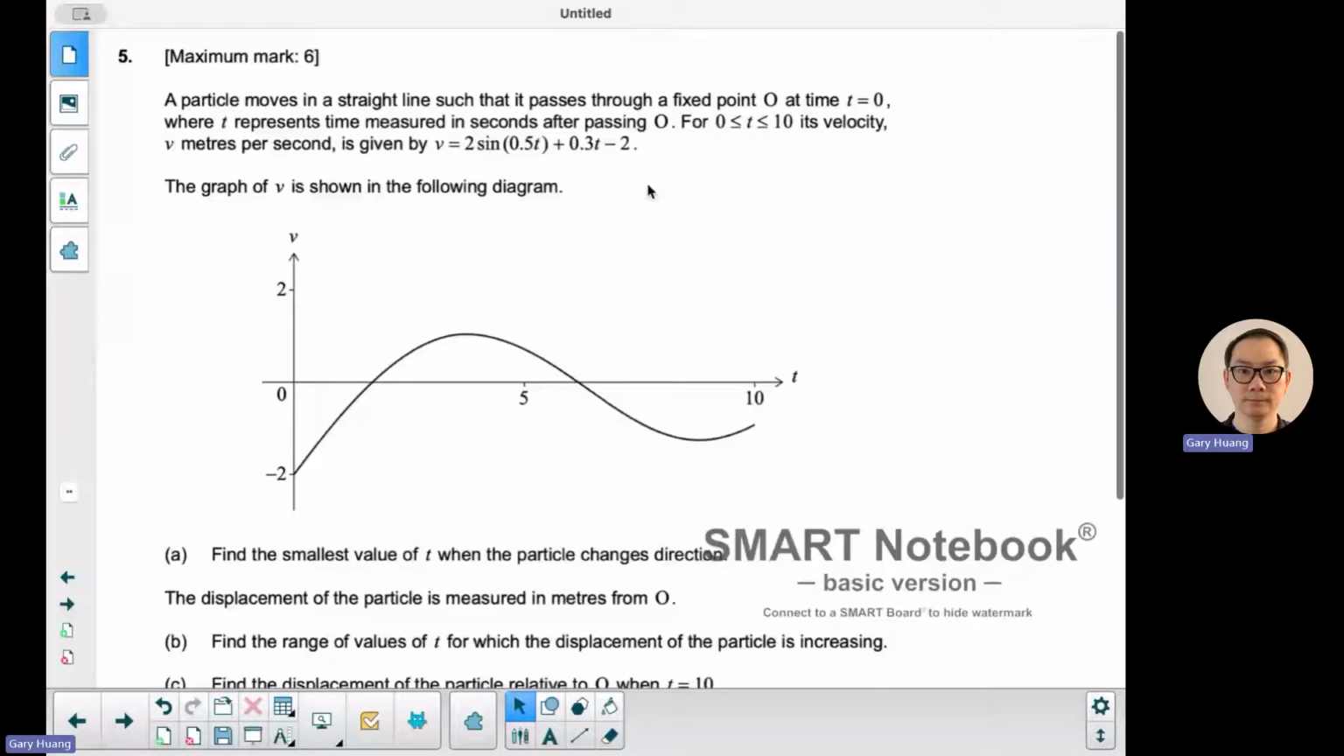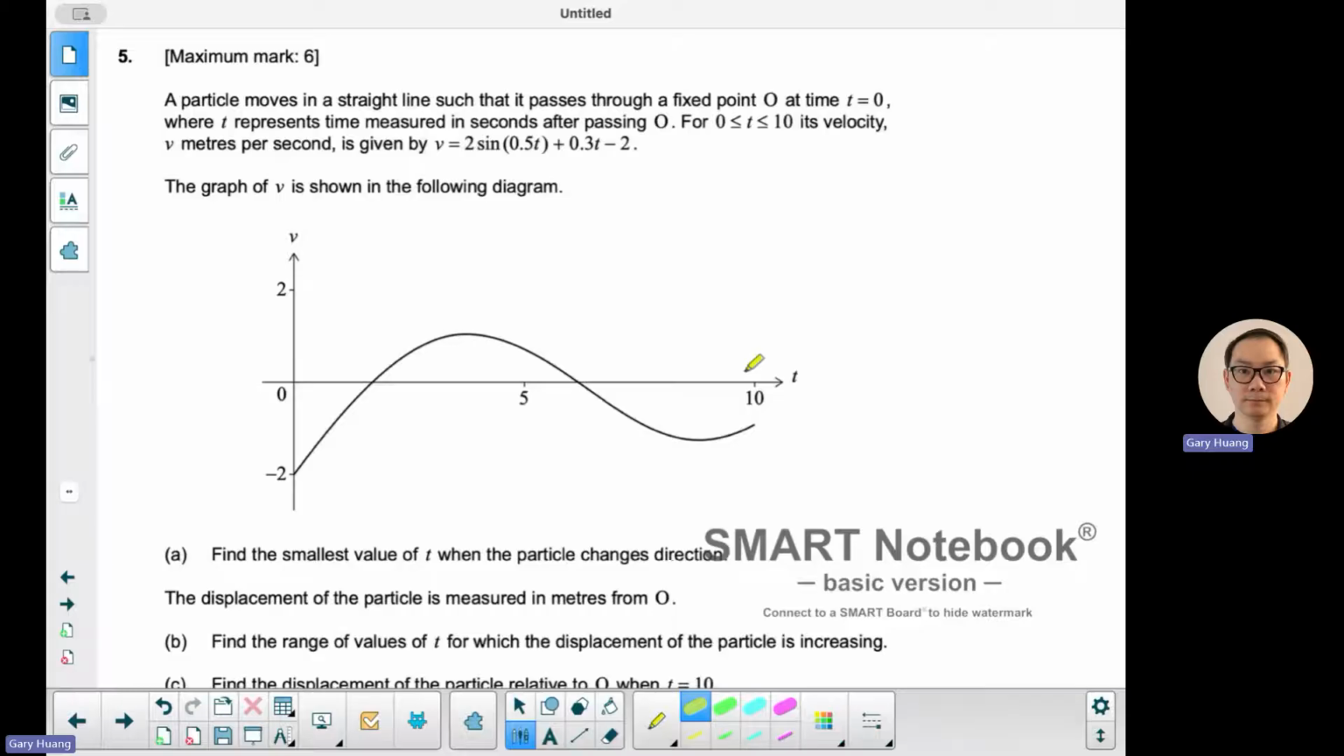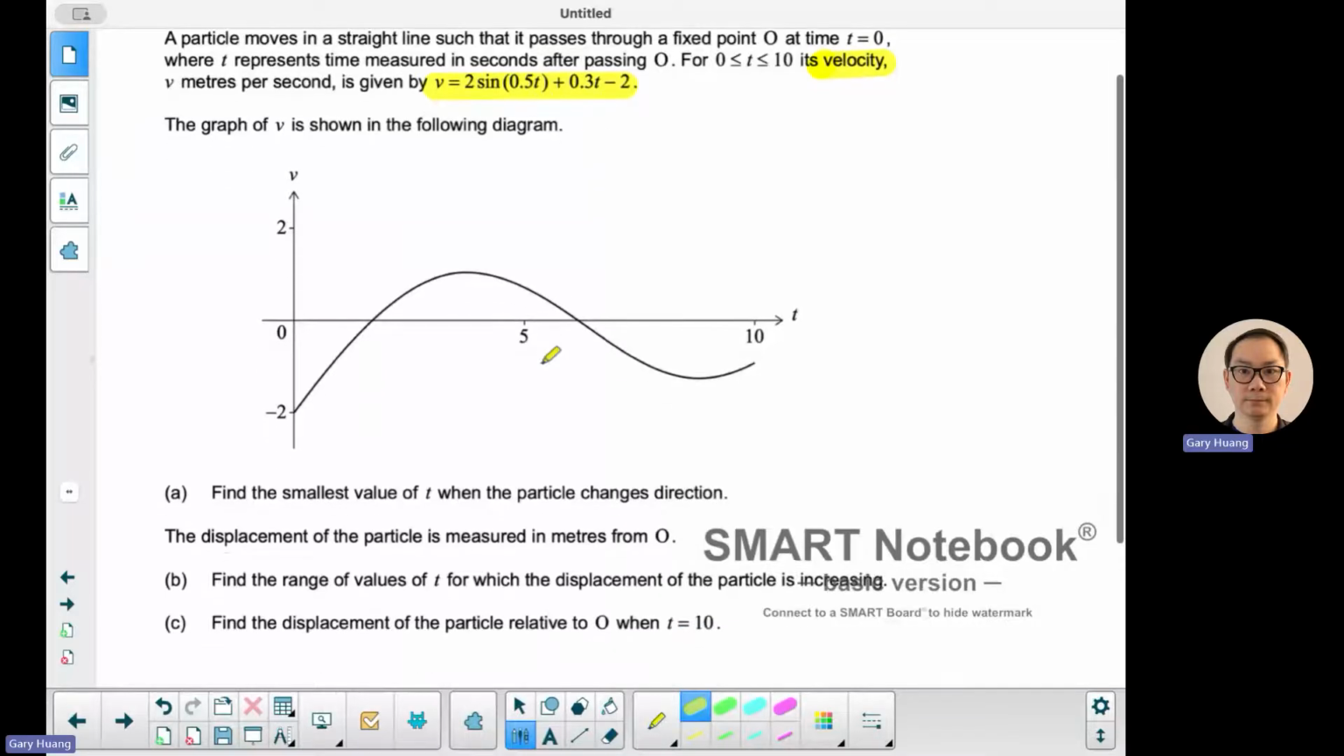Today we're going to look at number 5 of the May 2024 standard level paper 2. You can see that you're given a sine function. However, it's also talking about velocity and displacement, right? So it's a kinematics application question. What's given here is the velocity function, and it's some sort of sine graph, but it's also combined with a polynomial function here, right? So let's take a look at the question.